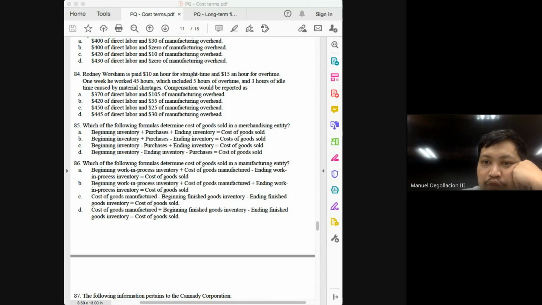85, which of the following formulas determine cost of goods sold? Everyone should master this already by heart, class. Beginning plus purchases minus ending. So the answer there would be Bravo. Imagine this question coming out in the CPALE, class. No, you'd be embarrassed to pass such kind of an exam.